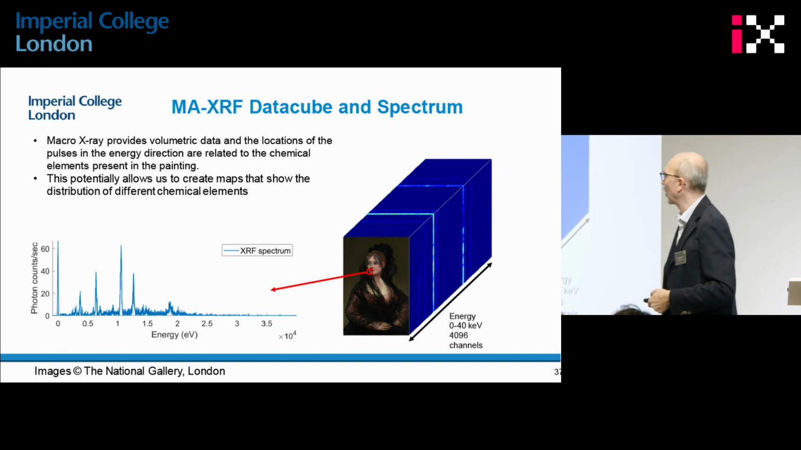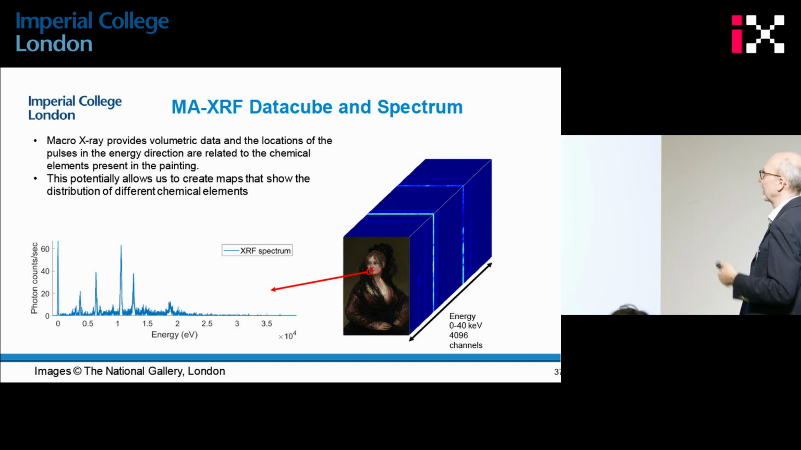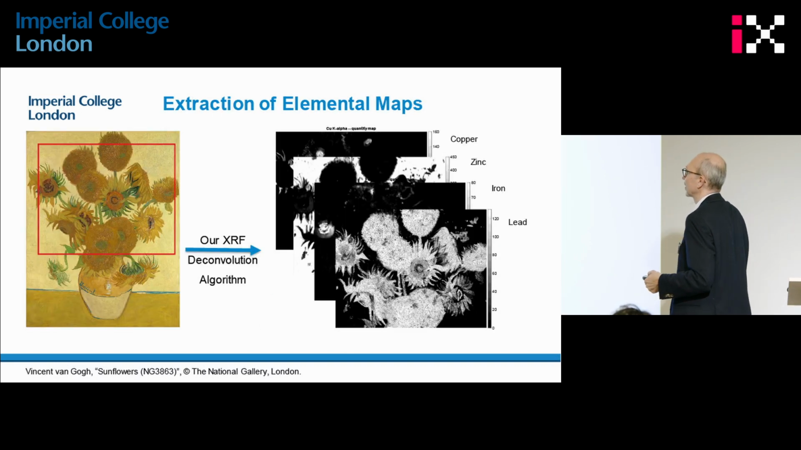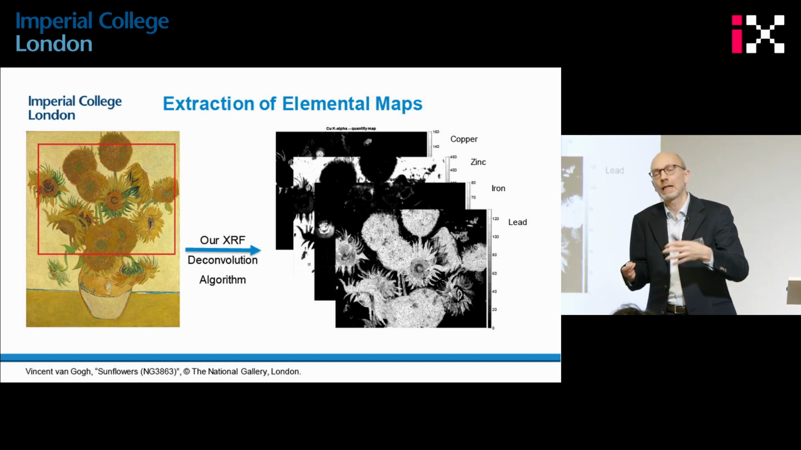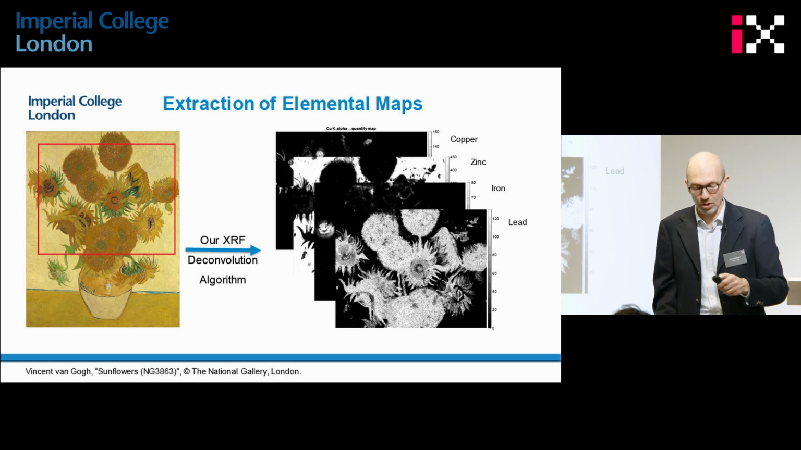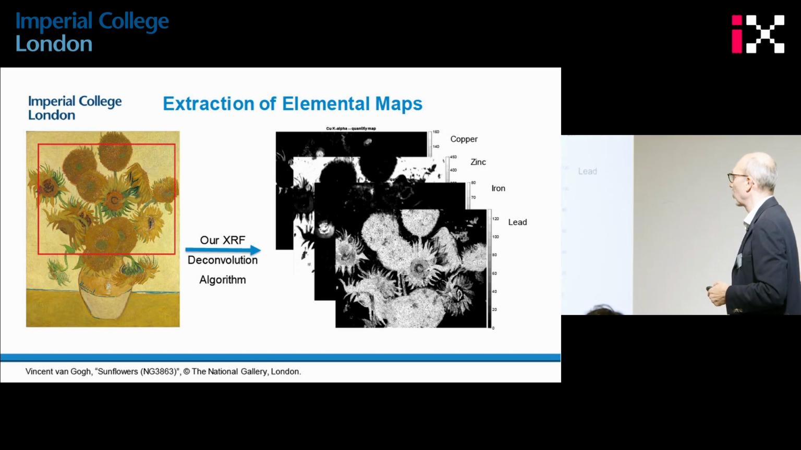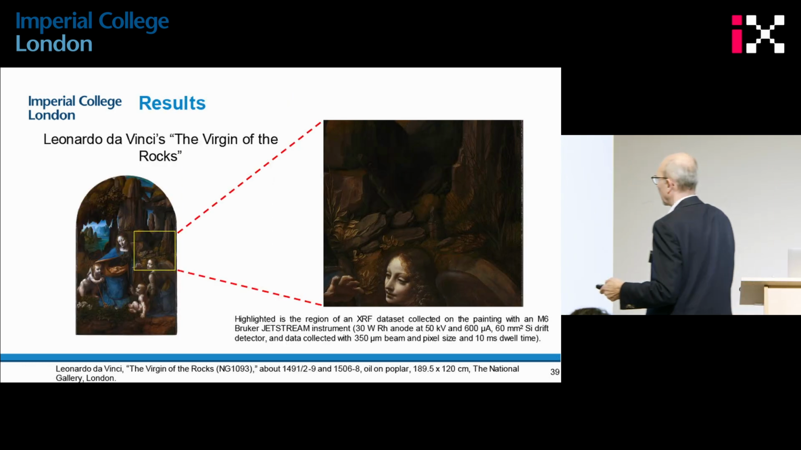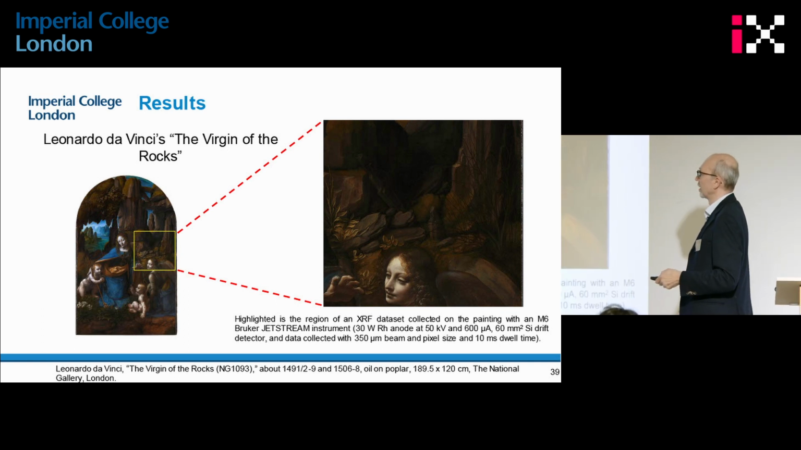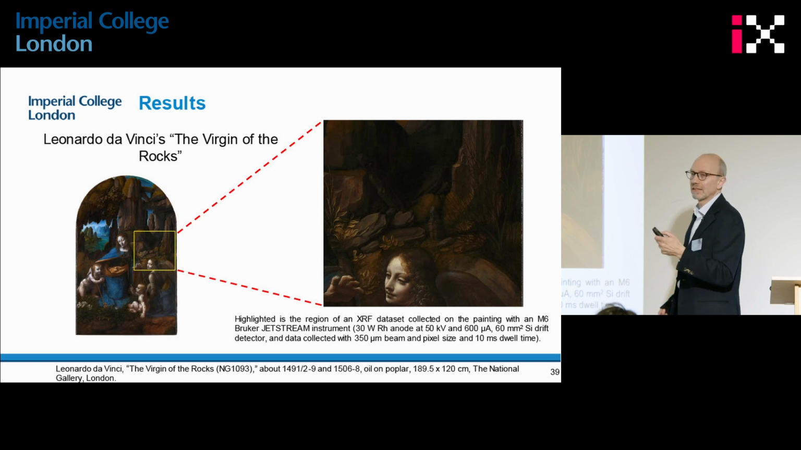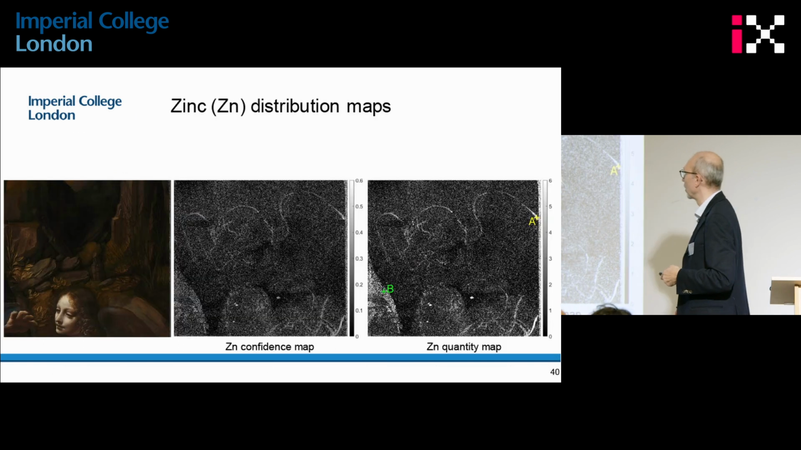OK? So one of the problems here is that given a painting and given the XRF data, you would like to extract the so-called elemental maps. So something that looks like this, OK? So we have our algorithm, we developed this, and so on and so forth. But what is fun is that when we apply this to this painting of Leonardo da Vinci, the Virgin of the Rocks, we looked at the zinc map, and this is what we extracted.